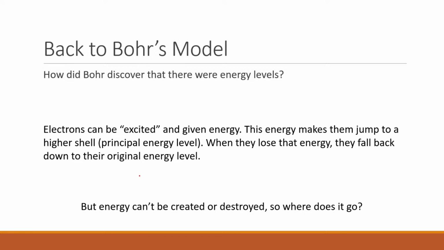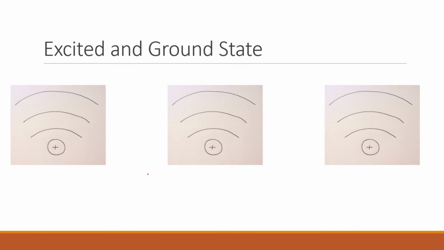And that release of energy is actually something you've seen a billion times before. That release of energy is falling from the excited state back to the ground state. That's how fireworks work. It's how neon lights work. It's how some fluorescent lights work.